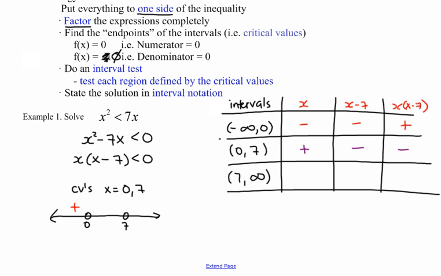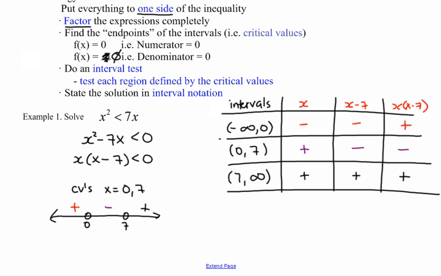So between 0 and 7, it'll always be negative. And then we do the interval from 7 to infinity. So 7 to infinity, choose a number, say 9. So 9 is positive, it's just x. 9 minus 7 would give you a positive. And so the product of the two would also be positive.